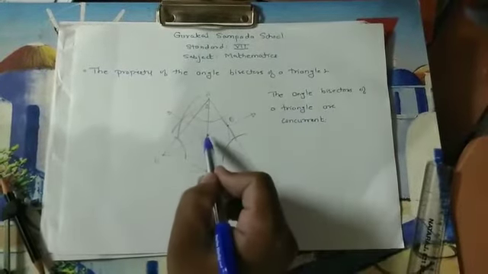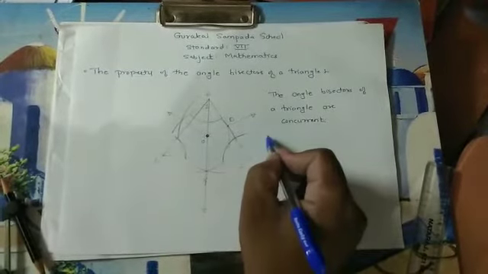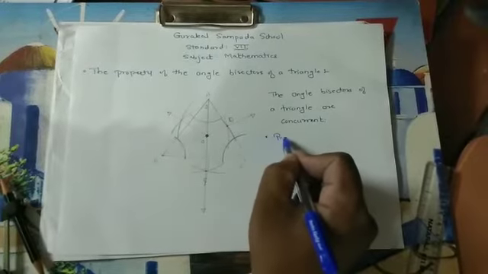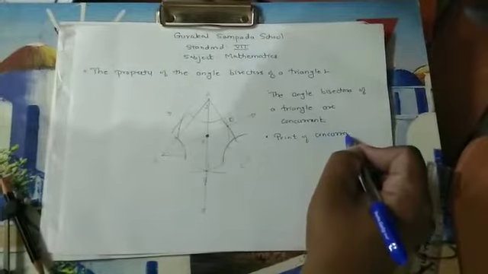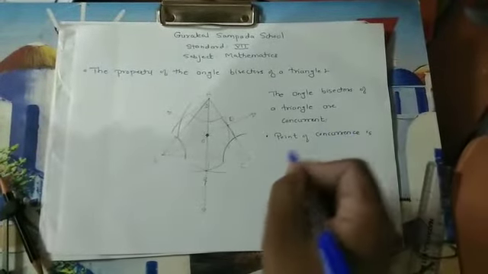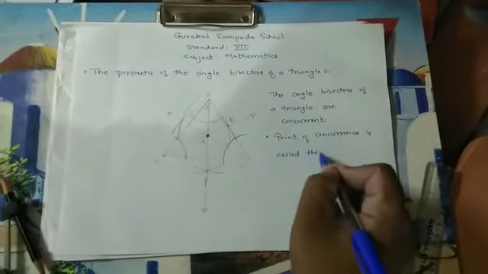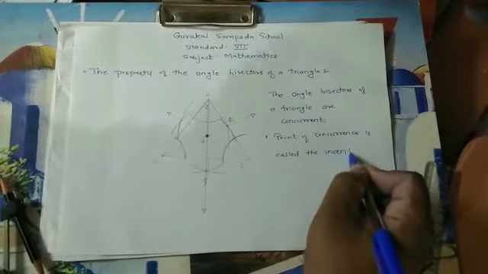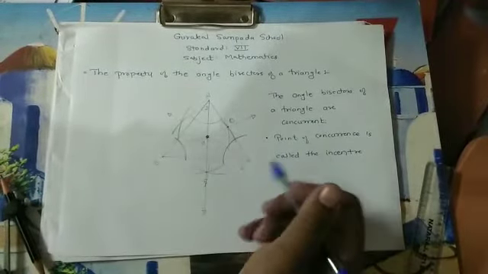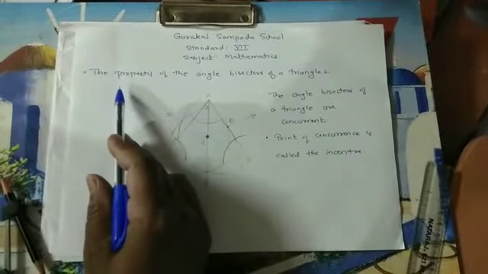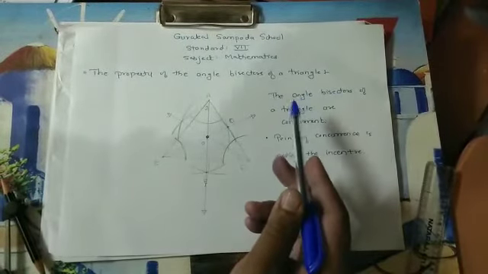The point through which all these three bisectors pass is called the point of concurrency. It is called the incenter. Here the point O is called the incenter. So this is the property of the angle bisectors of a triangle.